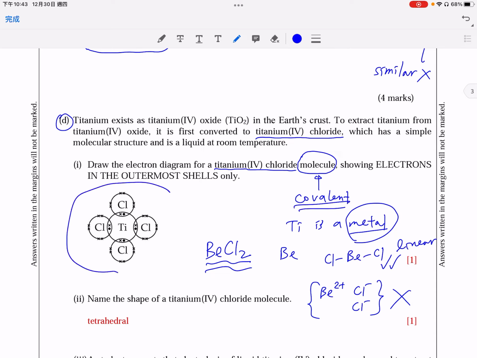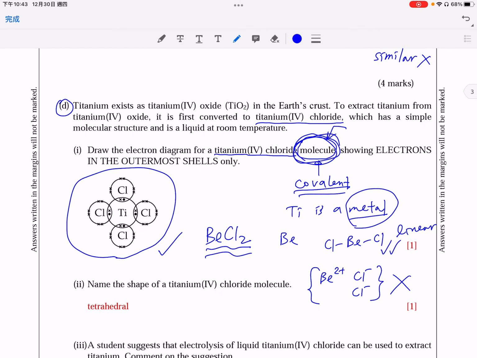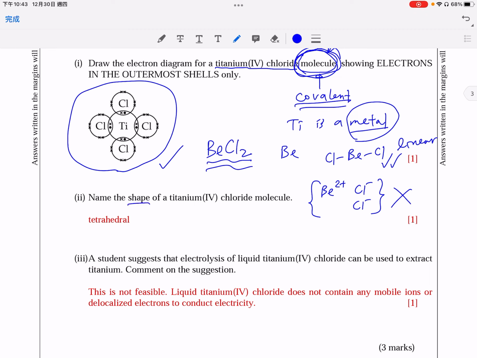So for this TiCl4, it is actually covalent in nature. Anyway, you have to be careful about the hint provided by the question. Shape, of course, tetrahedral. When I marked the paper, I found some of you put down tetrahedron. I think this is not acceptable, okay? Make sure you should write tetrahedral as the shape.